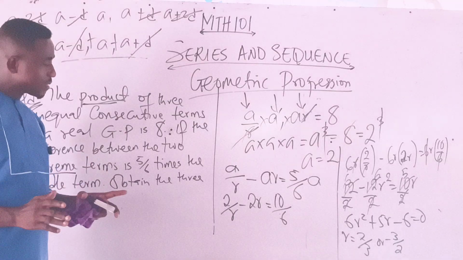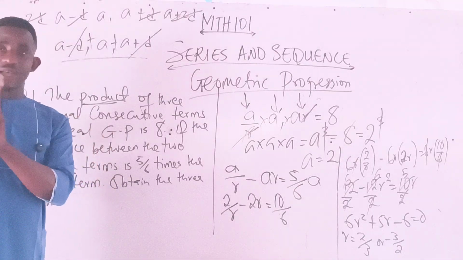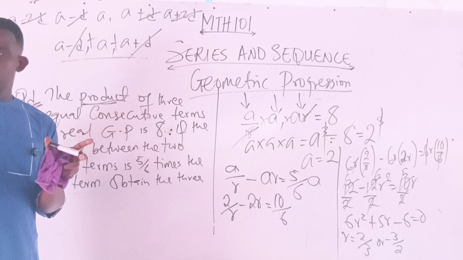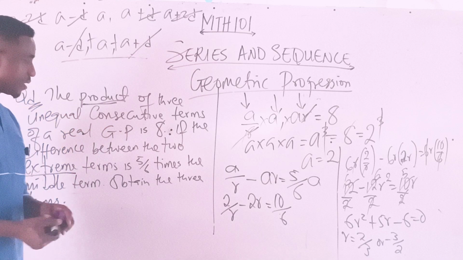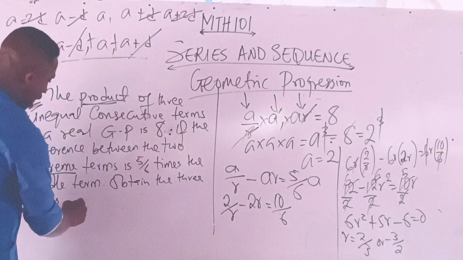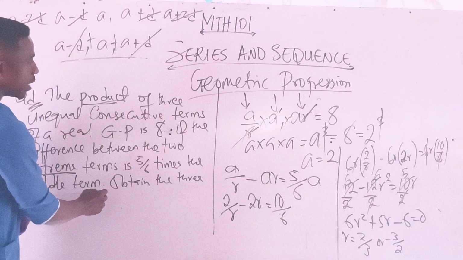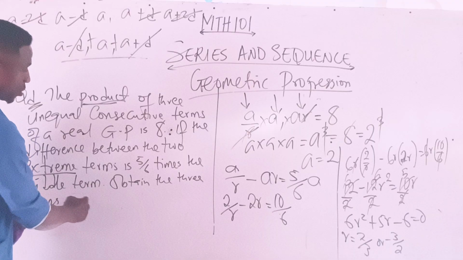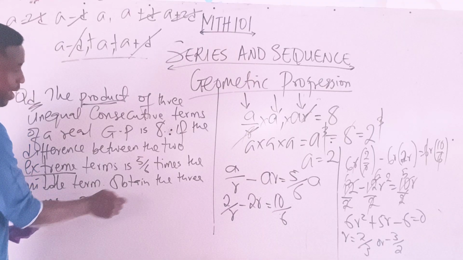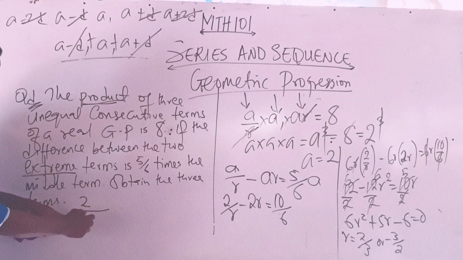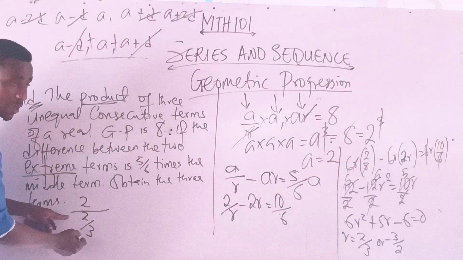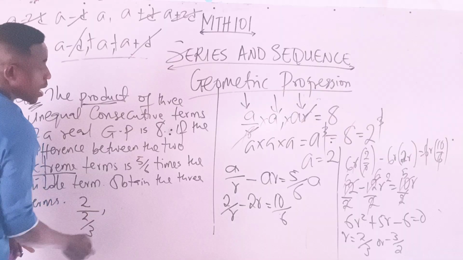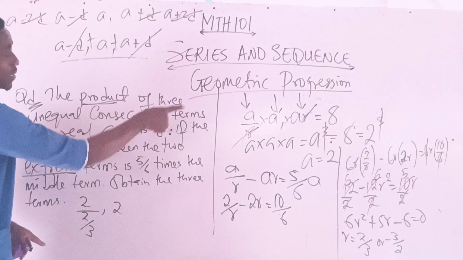We have to select, either you select positive values or negative values. Are you getting it? Which one are we going with? Positive, correct. So the 3 terms now are, A is what? A is 2. R is what? 2 over 3. Good. Comma, 2. All right. AR is what?